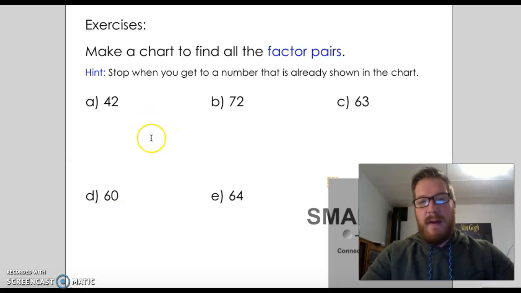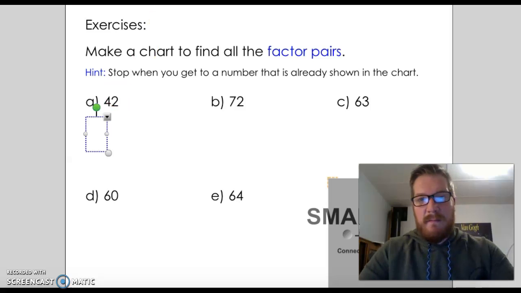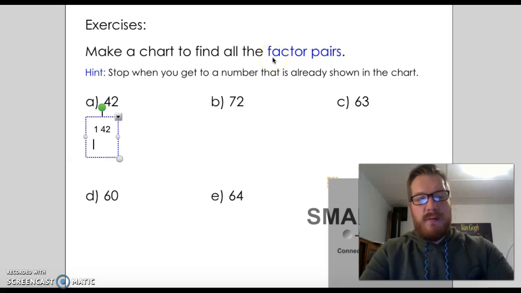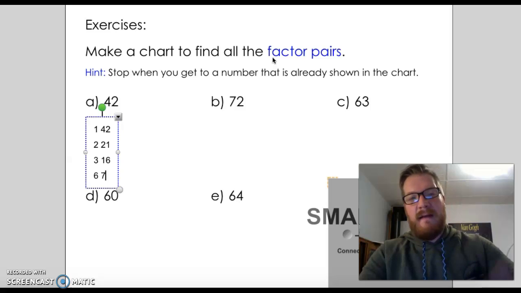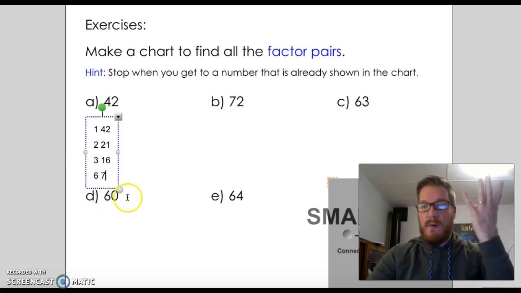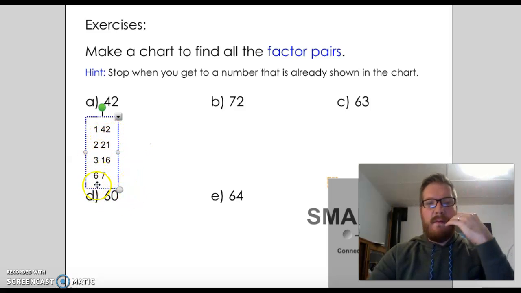You can find all the factor pairs of that. So for 42, I'm going to make the text a bit smaller. It would be 1 and 42, 2 and 21, 3 and 14, not 4, not 5, and then 6 and 7. And that would be it. Those are all my factor pairs. I don't have to create more work for myself. I'm done. So 1, 2, 3, 6, 7, 14, 21, and 42.